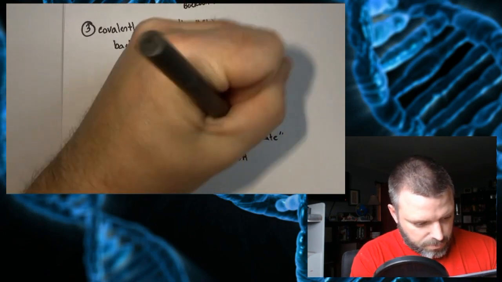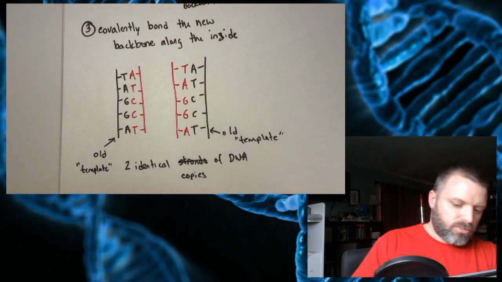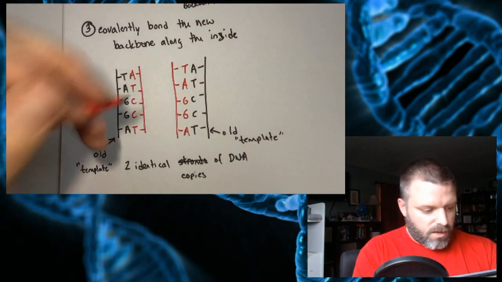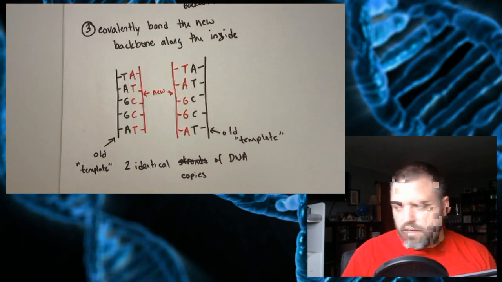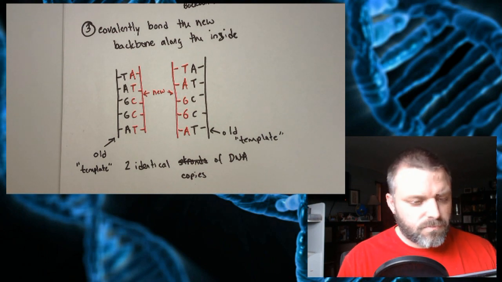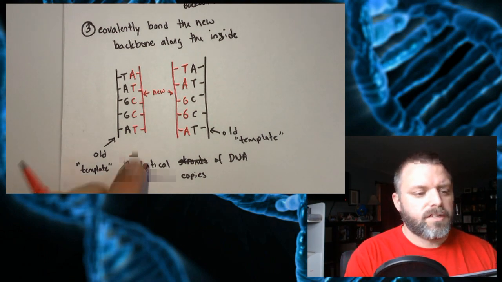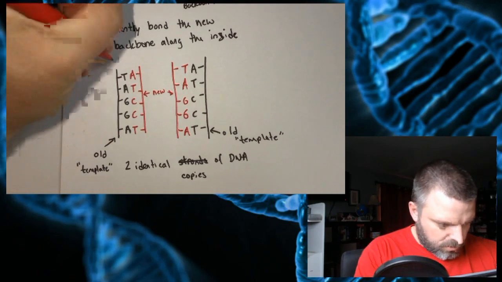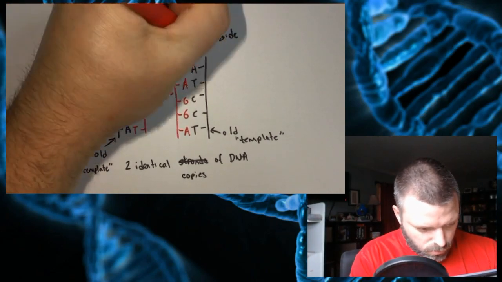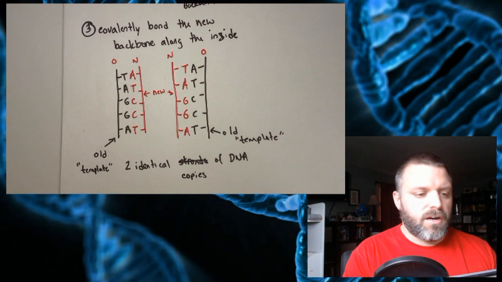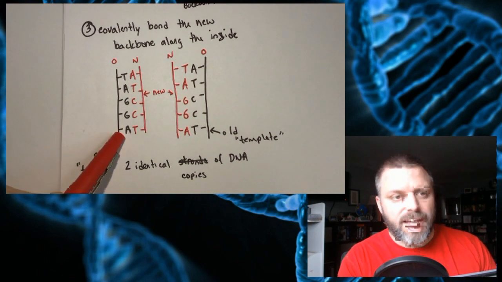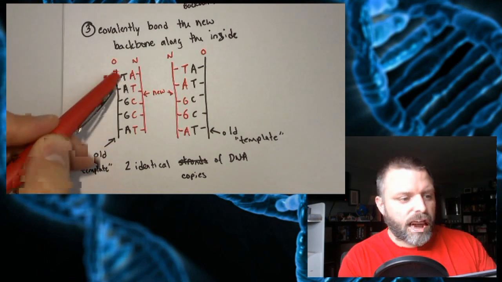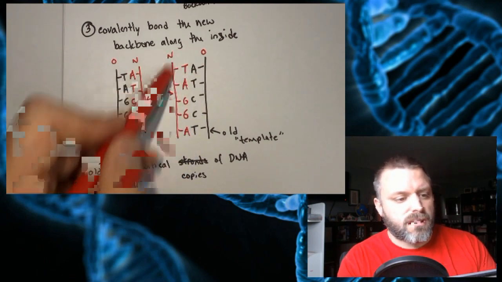So you have your old template strands on the outside, and then your new strands are on the inside. So my new strands here are on the inside, and you can call those your complementary strands or whatnot. But it always goes old, new, new, old. That's called semi-conservative replication, because conservative means to keep the same. So semi means half. So this DNA strand right here is half old, half new. This DNA strand is half old, half new.